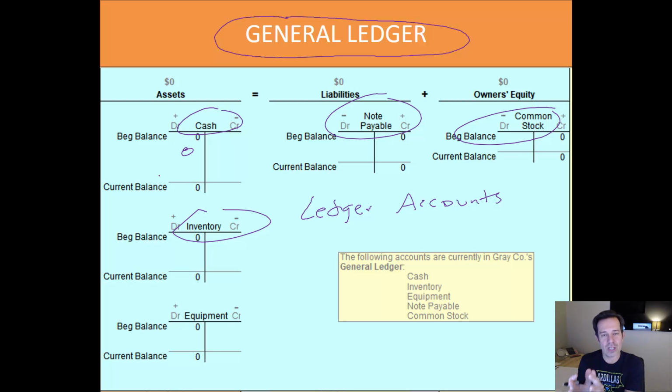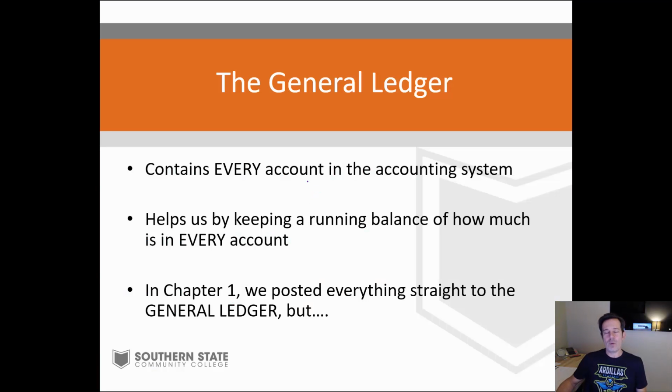So that's the general ledger. All the accounts put together, where we can see the individual accounts and how they're changing as we go along. So the general ledger contains all the ledger accounts in the accounting system. All right? Like I said, we're not going to post directly to those when a transaction happens, like we did in chapter 1. Here's what's going to happen. We're going to do something a little bit different.